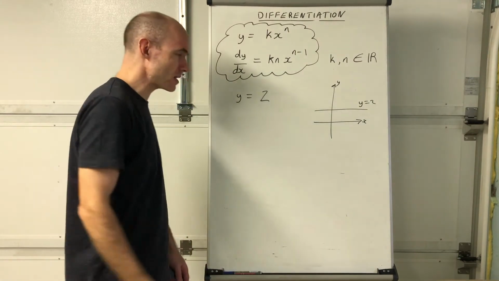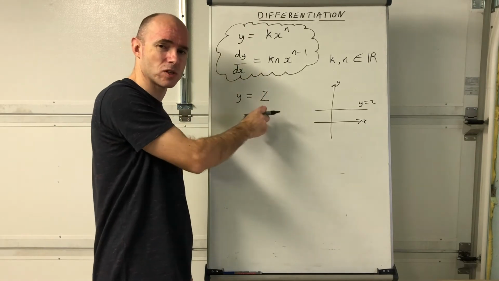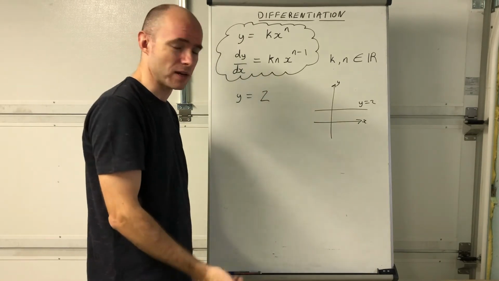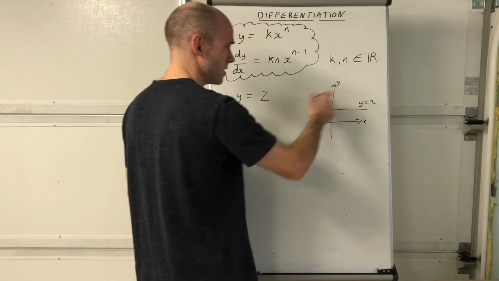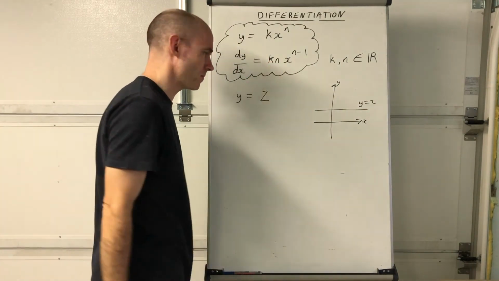And that's going to be the same for any numerical constant. So y equals 3, y equals 7, y equals negative 2, y equals 0, y equals 1,000,000. They're all going to be horizontal lines. So the gradient of any constant value there is going to be 0.